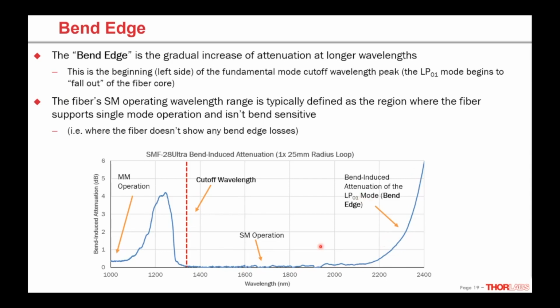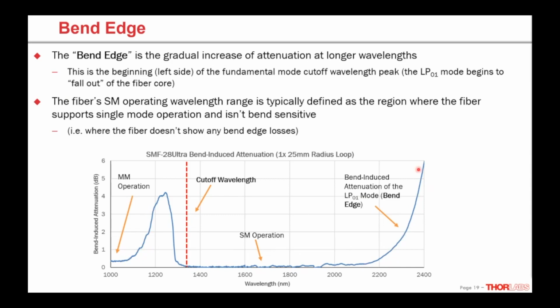So what's happening here is now as we increase the wavelength further, that LP01 mode is becoming more weakly guided in the core. It's more sensitive to bends. So if we put a bend in the fiber and look at how much attenuation it causes, we see an increase in attenuation. And really this is the left side of the peak, just like here.